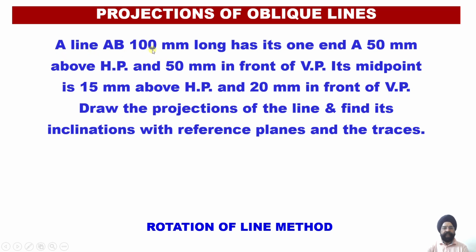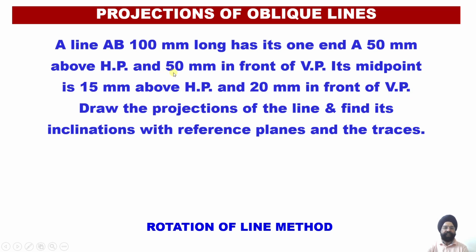A line AB which is 100 millimeter long has one end A 50 millimeter above HP and 50 millimeter in front of VP, and A lies in first quadrant, and the front view, that is A dash, will be drawn 50 millimeter above the XY line, and the top view of the end A will be drawn 50 millimeter below the XY line because the point lies in quadrant number 1. Its midpoint is 15 millimeter above HP and 20 millimeter in front of VP.